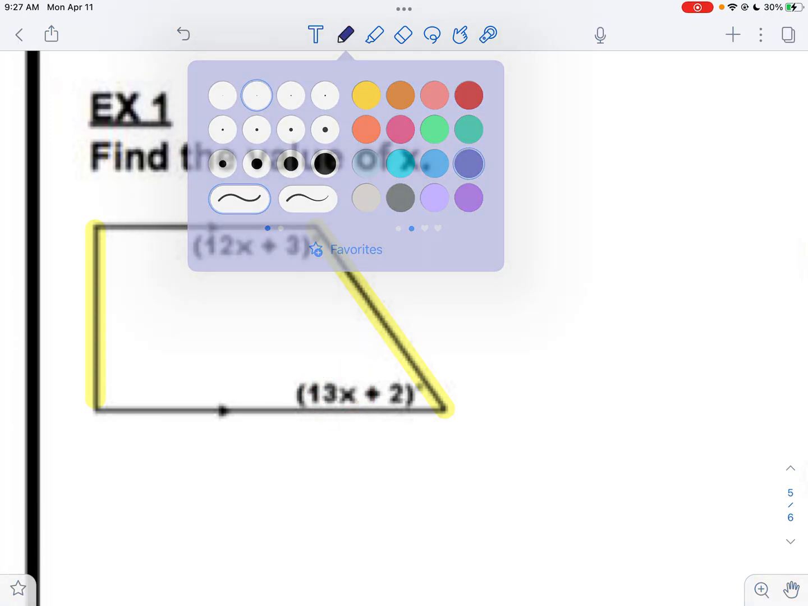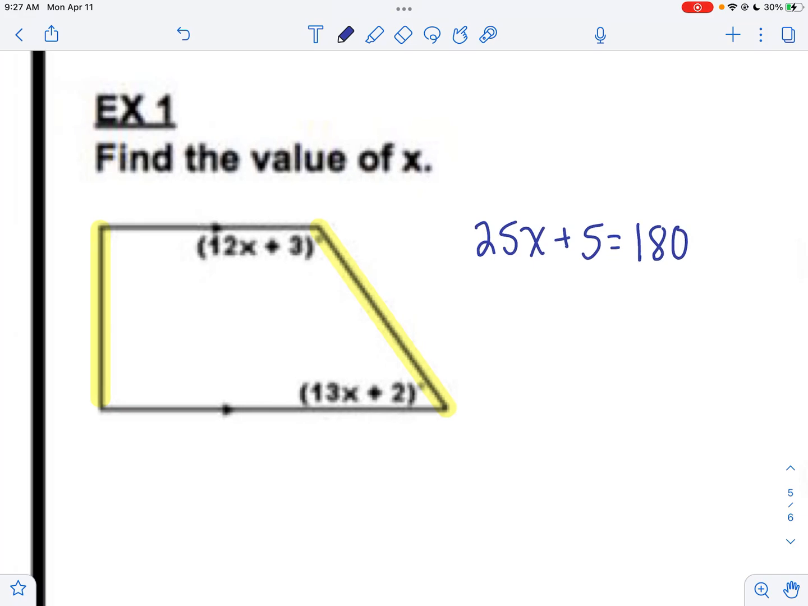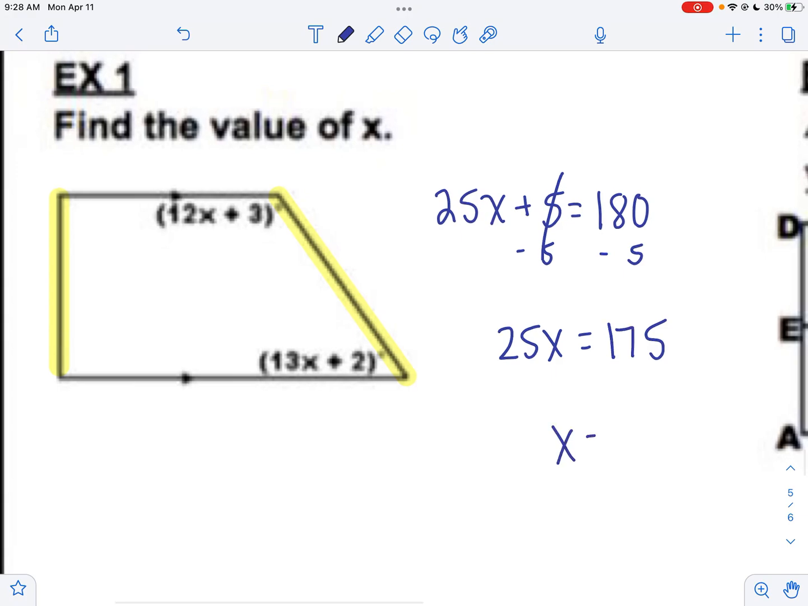So to set up this problem, I'm going to do part plus part equals 180 and combine like terms. 12x and 13x would be 25x, 2 and 3 would be plus 5, equals 180. Now I'm just going to solve for x. Subtract 5 on both sides, so 25x equals 175. Whenever you divide both sides by 25, you get that x is 7. Think like how many quarters in $1.75.